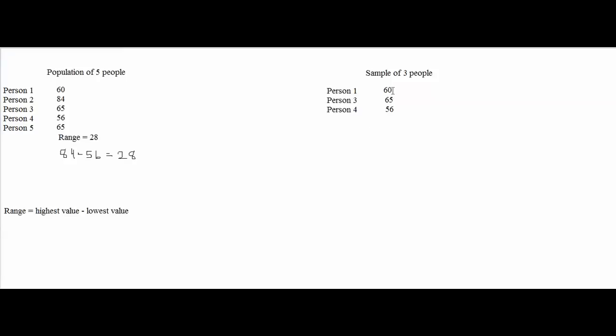Let's calculate the range for the sample. The highest value in the sample is 65, and the lowest value in the sample is 56. So if we subtract 56 from 65, we get 8. Oh no, wait, 9.